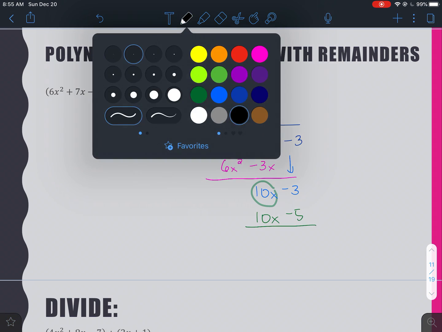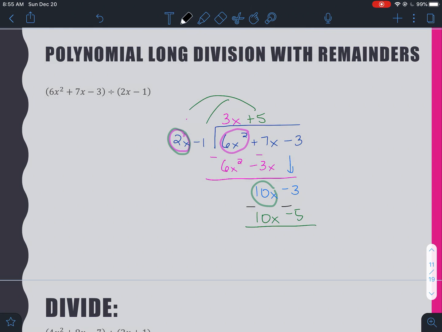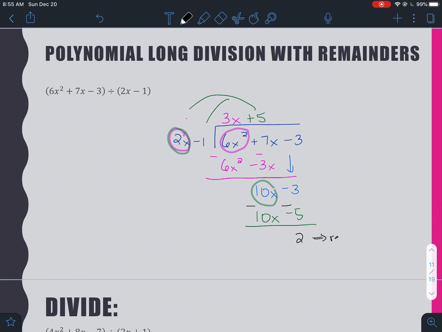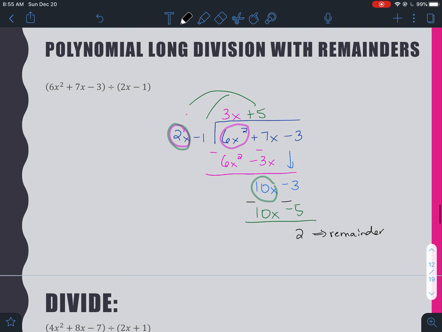So 5 times 2x is 10x, and 5 times negative 1 is negative 5. And then subtract going down. 10x minus 10x is 0. Negative 3 minus negative 5 is 2. So that's going to be the remainder.